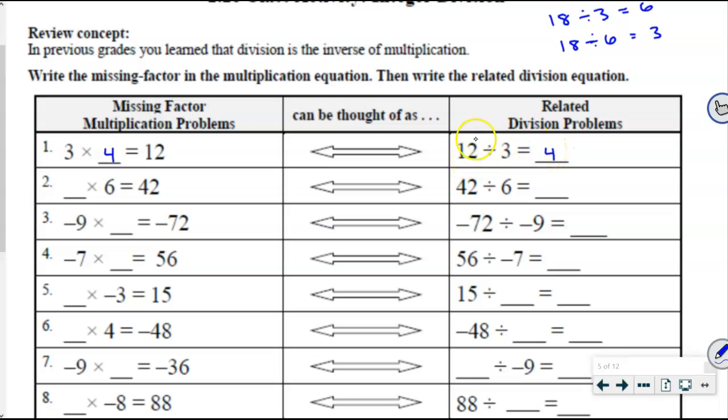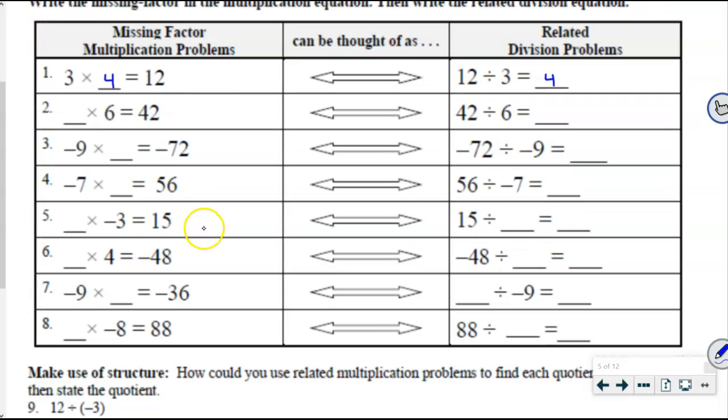But we can do that rearranging to help us find the answer instead of knowing the answer and using it to rearrange the problem. You can think of it both ways. What about the next one? Something times 6 is 42. What would that something be? Thank you, Carter. 7. So I can rearrange this problem. 7 times 6 is 42. I can rearrange that to be 42 divided by 6, which would be 7.